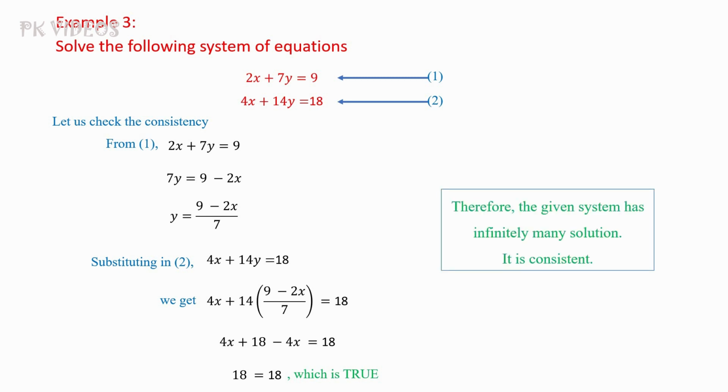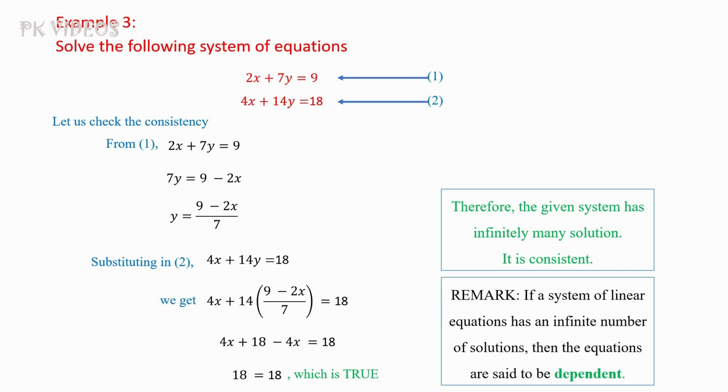Therefore, the given system has infinitely many solutions. It is consistent. If a system of linear equations has an infinite number of solutions, then the equations are said to be dependent. Here, the value of x will depend on the value of y.